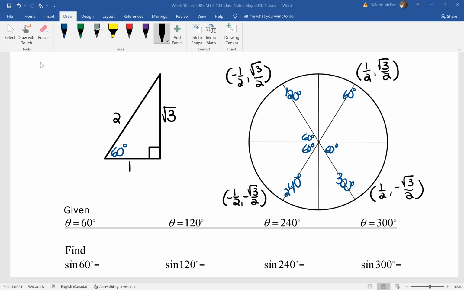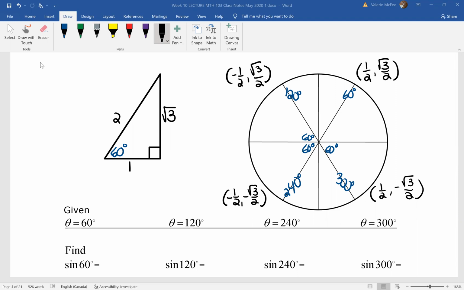So you should have at least known the points on the unit circle for 60 degrees. And then using symmetry, all you had to do was change the signs. In quadrant 2, x is negative. In quadrant 3, x and y are negative. And in quadrant 4, y is negative.